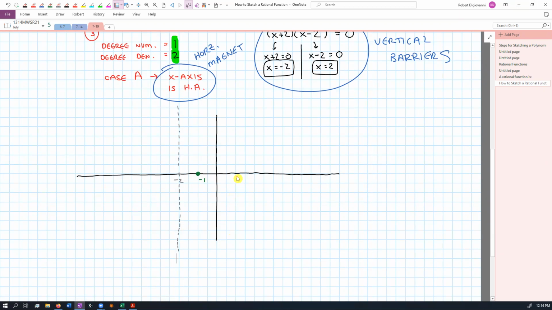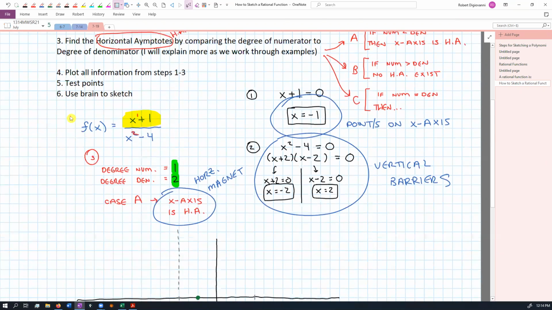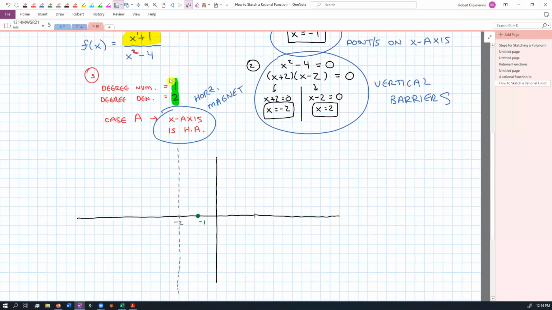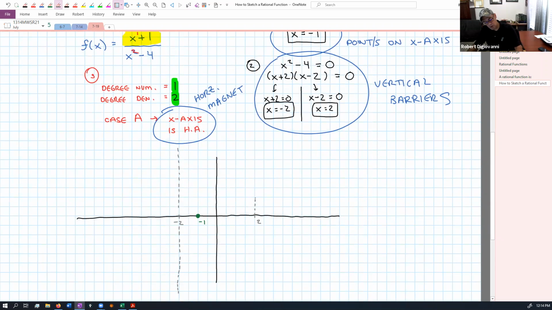Is this the second step? I'm sorry, are we doing step 4? Step 4 is to plot all the information. Yes. Okay. So here's 2. I'm going to draw another vertical barrier at 2 because we had 2 vertical barriers.